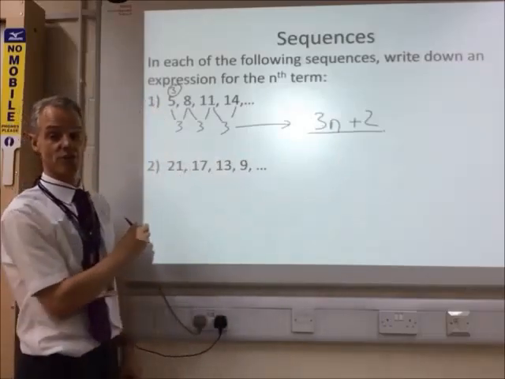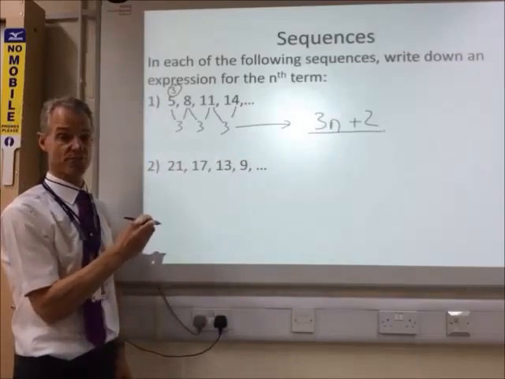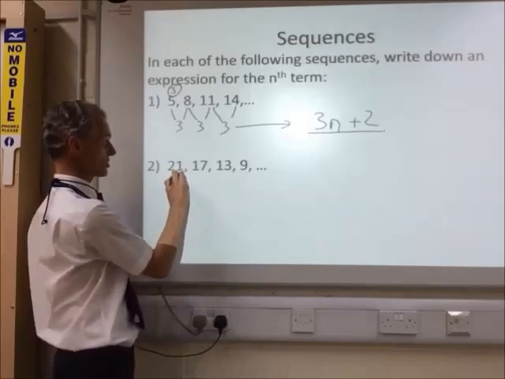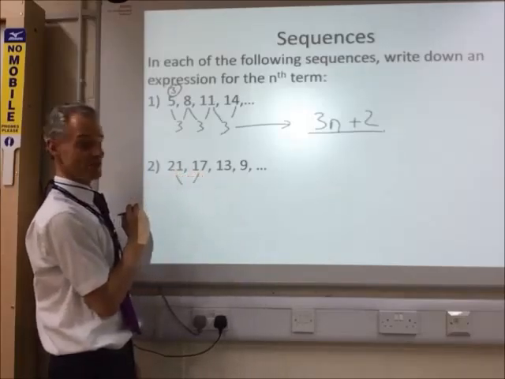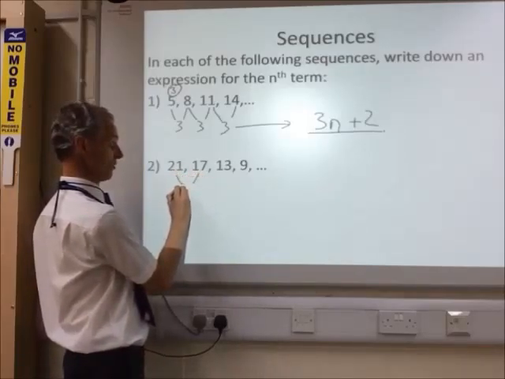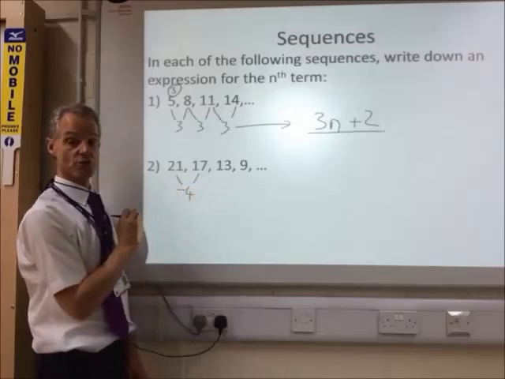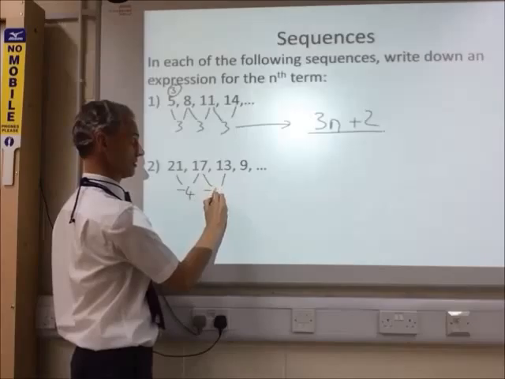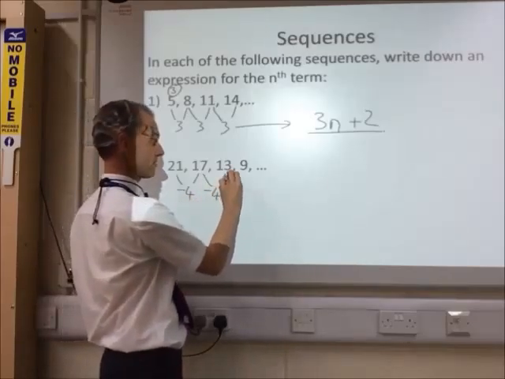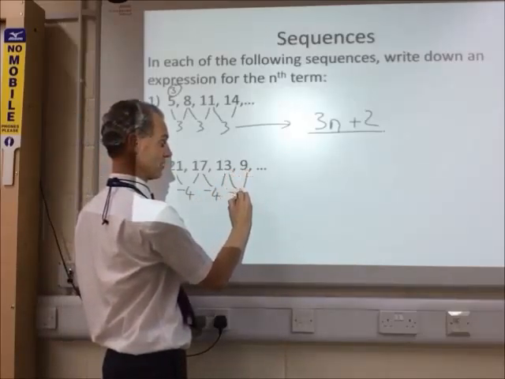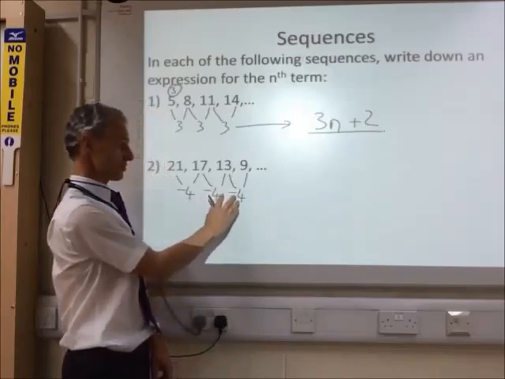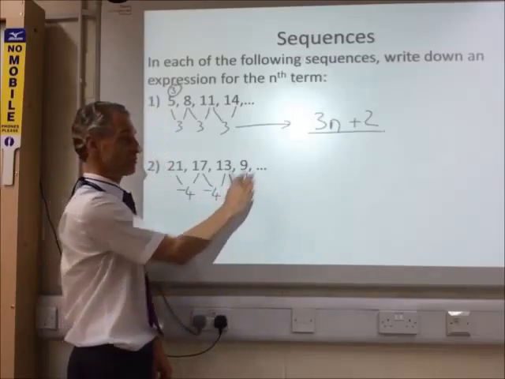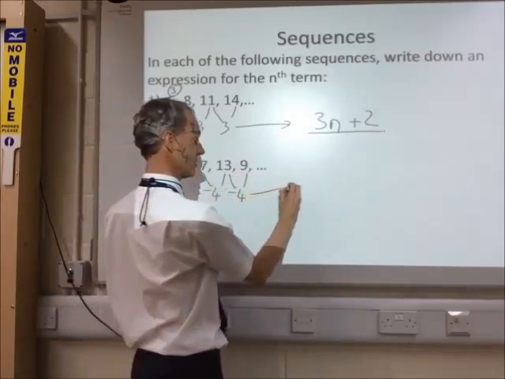Okay, let's try the same thing on this one down here. Same process as before, let's look at the difference between the numbers. So 21 to 17, this time I've gone down, so it's minus 4 is the difference. 17 to 13, again, minus 4. 13 to 9, same again, minus 4. So don't be put off by the fact that it's a minus here. I'm going to follow the same process as there.